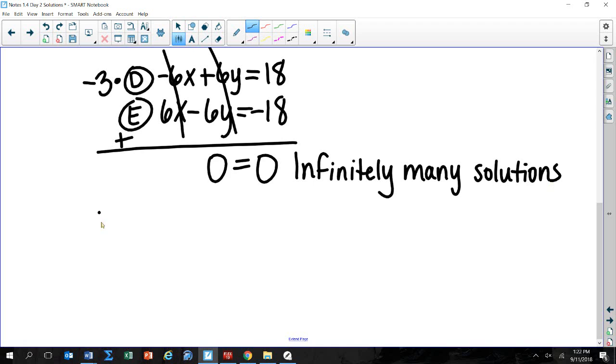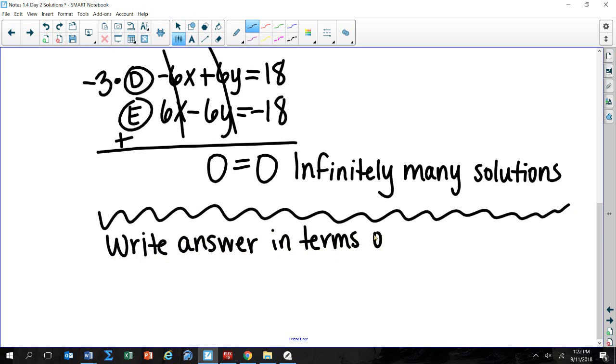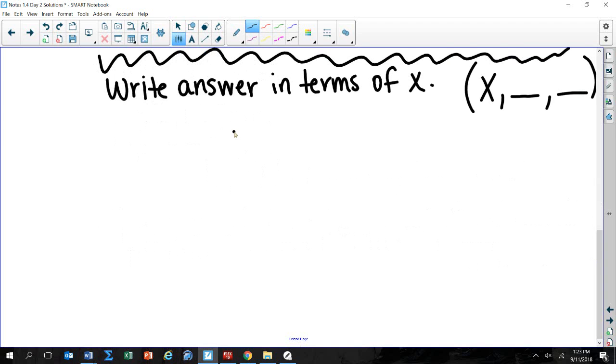Okay, so let's talk about how we would write our answer. Let me say that I want your answer written in terms of x. Well, normally we have x, comma, y, comma, z, right? But I don't want y or z. I want it all written in terms of x. So here's how we do it. I already know what x is. X is just x.